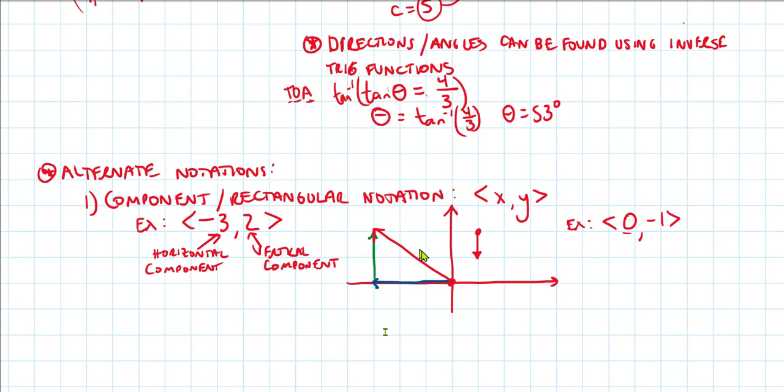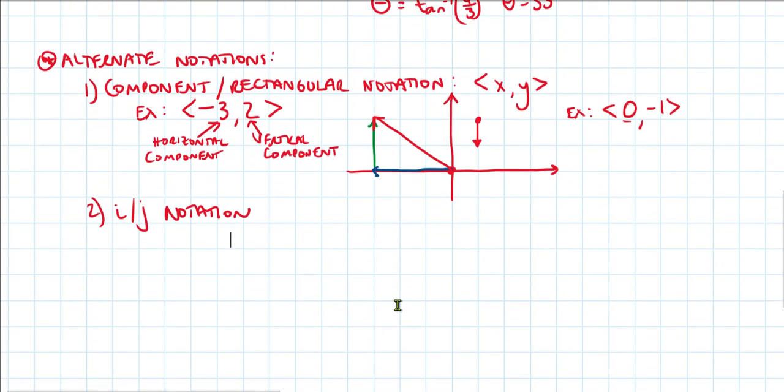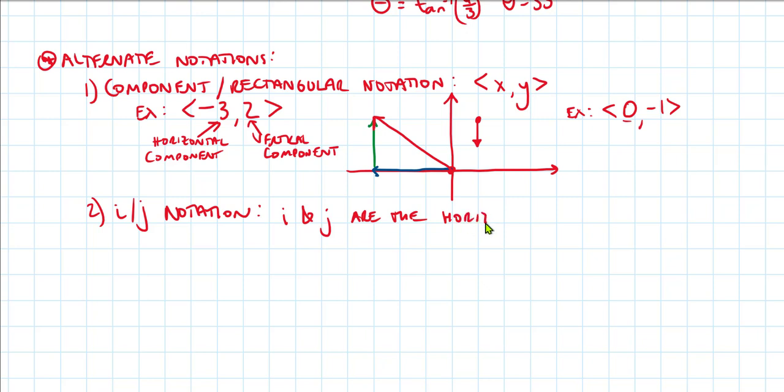Speaking of a 1 unit vector, the other notation that we might see is ij notation. I don't want to spend a lot of time on this because it is quite simple and pretty much identical to component notation, in that ij notation really just has to do with how far to the right, left, up and down we go. So for ij notation, we write down that i and j are the horizontal and vertical unit vectors. And by unit vectors, we're just talking about a vector with magnitude 1. That's what it means to talk about a unit vector.